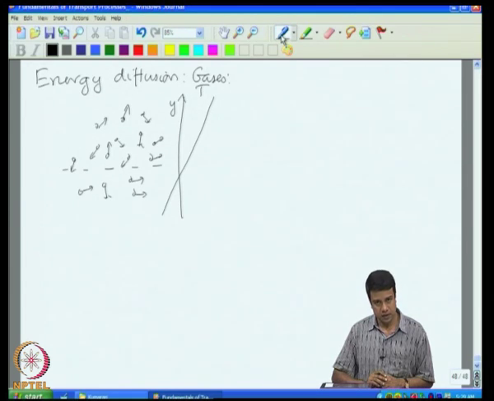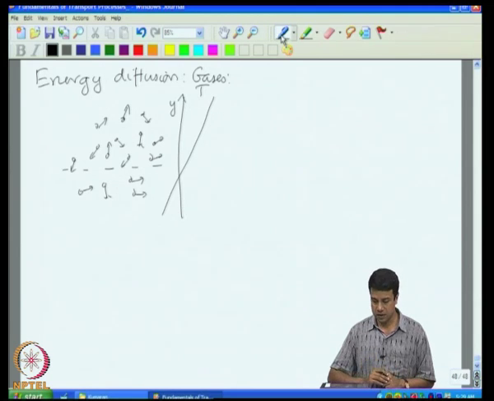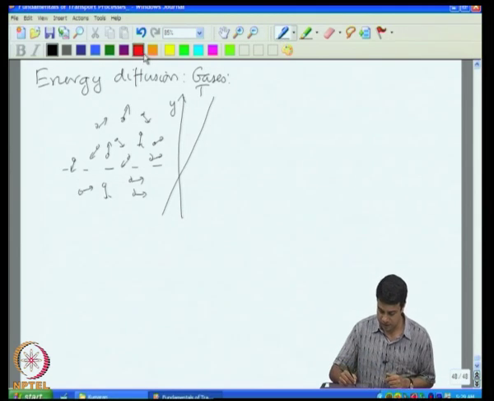Because the temperature is higher above, molecules that are coming down from above have, on average, a higher energy. Temperature is lower below, so molecules that are going from below to above, on average, have a lower energy. This is going to result in a net flux of energy across the surface.